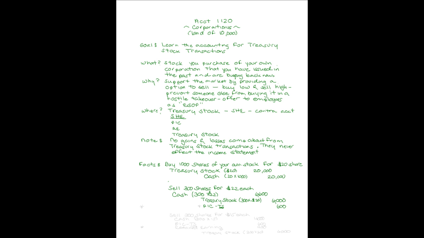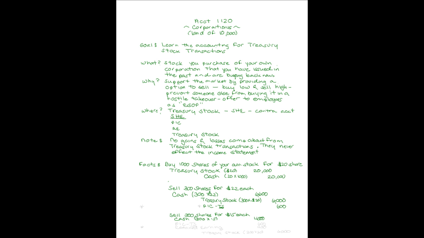Now, let's sell some more. I'm going to write a little tinier here so I can get it all in. This time we're going to sell 300 shares for $15 each. Kind of a loss on it. We bought it for $20 and we're selling it for $15. First of all, how much cash do you get? Well, there'll be cash of 300 times $15 each. 300 times 15 is $4,500.